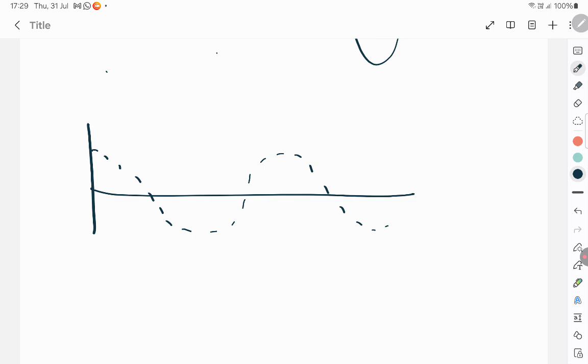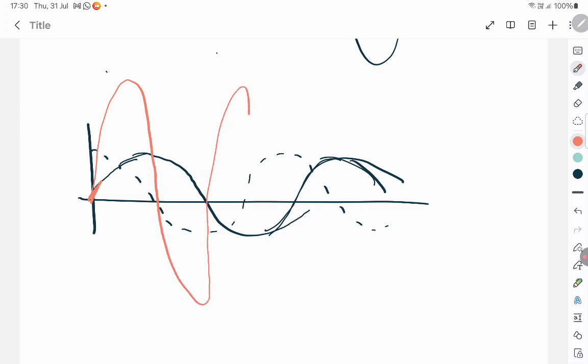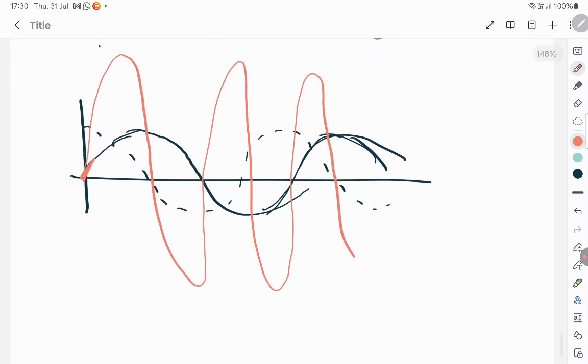Then they have given a thick line which is going like this, and like this. And next they have also given a big line like this, going like this, like this, like this. Okay. What is the meaning of this?